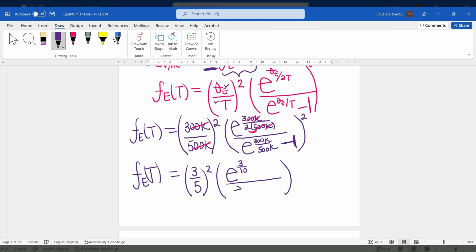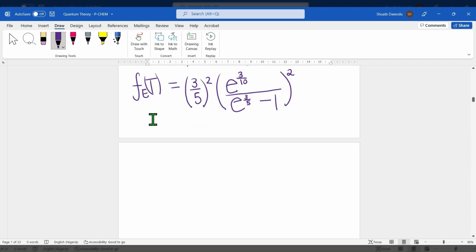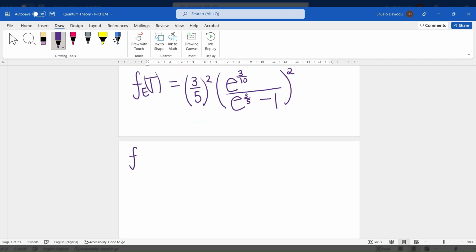Divided by e, cancel out Kelvin. So e raised to the power of 3 over 5, minus 1, all squared. So 3 over 5, f sub e of t is equal to 3 over 5 will simply be 0.6 squared. I'm changing everything from fraction to decimal because it's just easier for me.